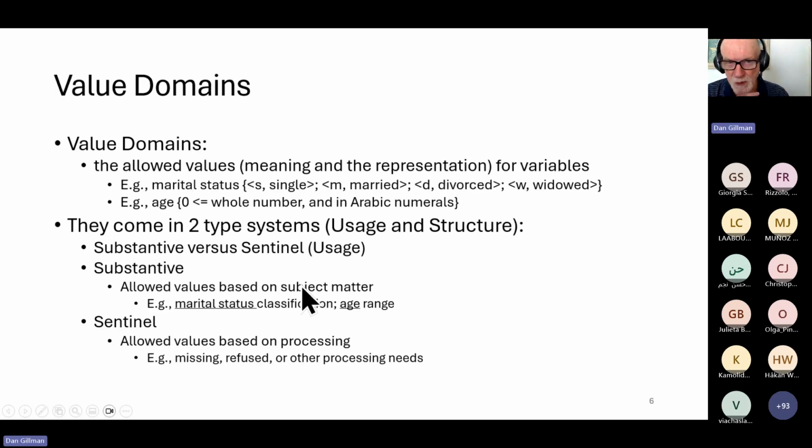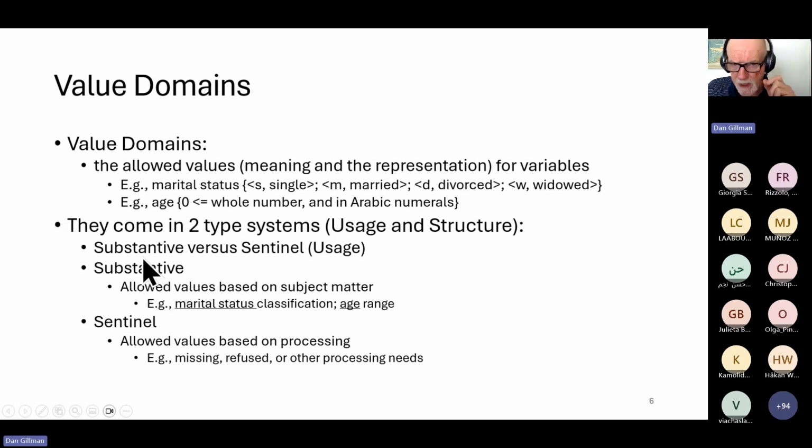So we also want to talk about value domains. These are the allowed values that a variable takes. So we talked about the marital status and age examples, but value domains come in two type systems based on usage and structure.